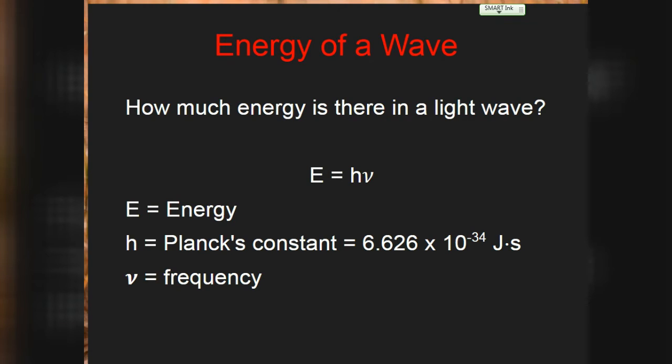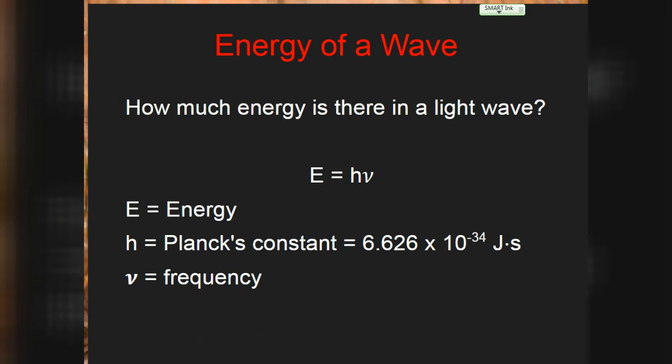In an energy of a wave problem, we're going to use this equation, E equals h nu, or sometimes nu can be represented with the letter f for frequency. Either way you represent it, it's still the same thing. E is your energy. h is a constant, always 6.626 times 10 to the negative 34th. That's called Planck's constant. He's the guy that made this equation, times the frequency. So the energy of a wave depends on the frequency, basically.